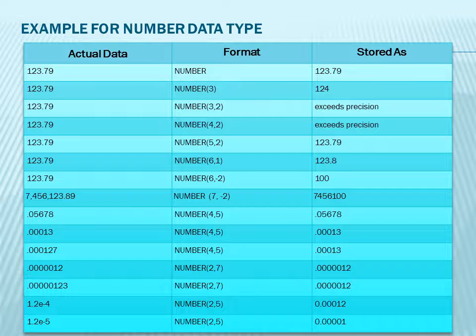Okay. Next example is number of 4 comma 5. Here we are giving 4 comma 5 but the actual data is 0.05678, and it is stored as it is. As there is no digit before the decimal point, before the decimal point we have no numbers, so the data is stored as it is. Okay, like this the format and storage is given.